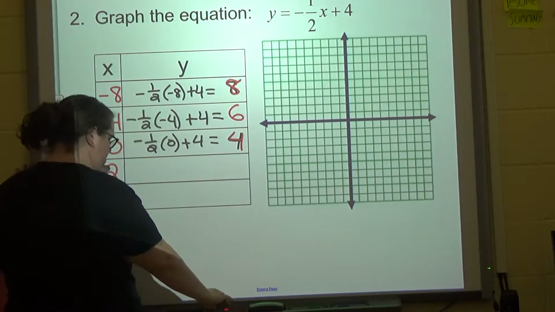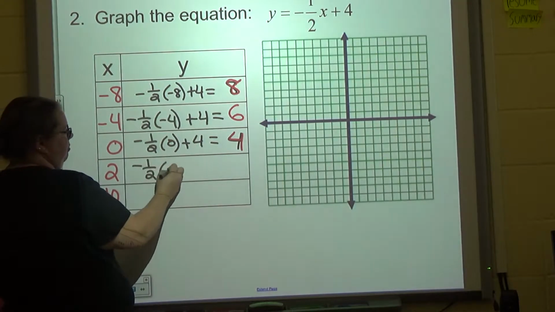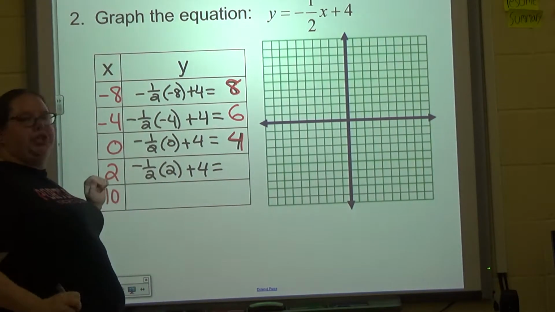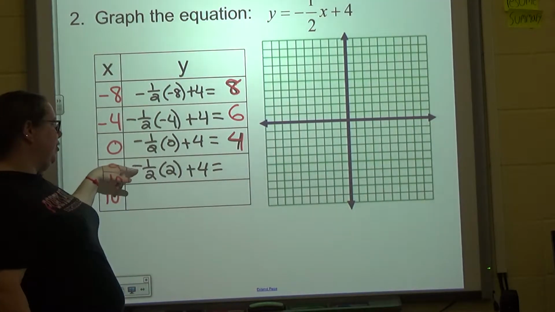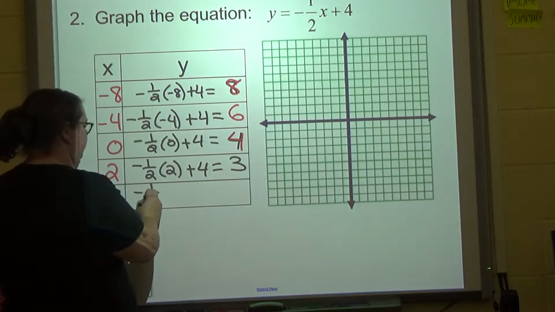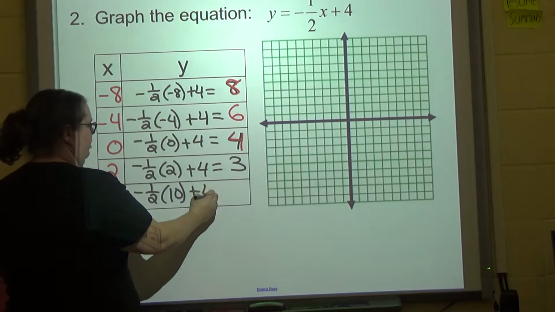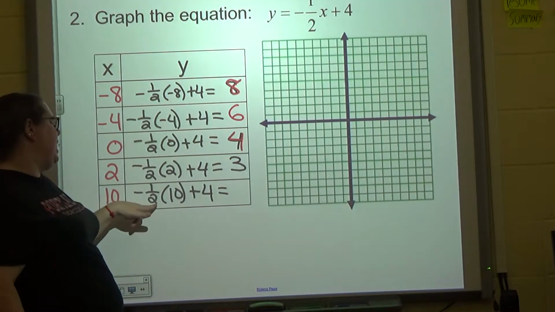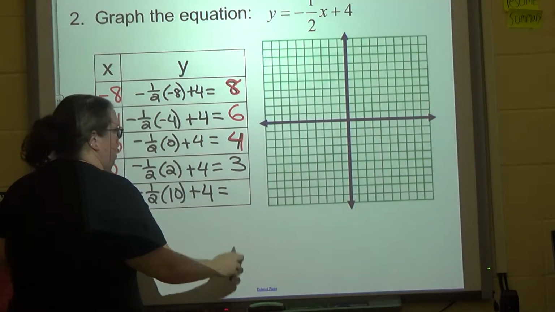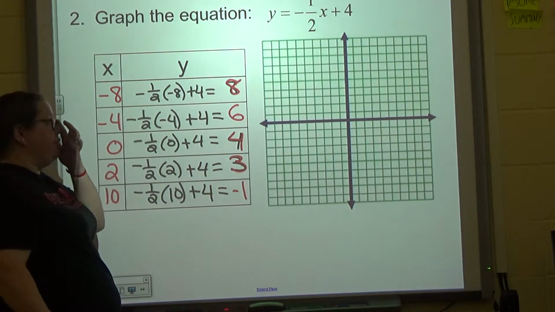Negative 1/2 times 2 plus 4. Half of 2 is 1. It's negative 1 plus 4 is 3. And last one. Half of 10 is 5. Negative 5 plus 4 is negative 1. I'm really not doing so good with changing my colors, am I? And those are my points.